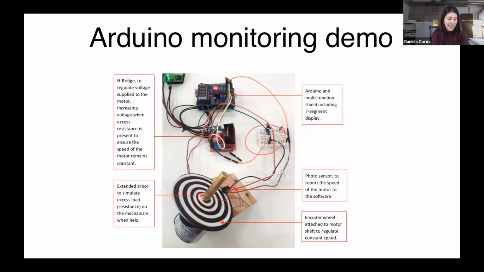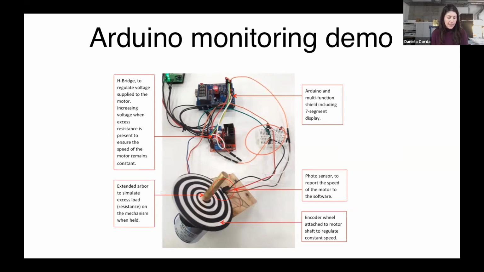So how exactly does it work? Well, the Arduino is programmed to drive the motor at a constant speed of 40 RPM. The photosensor, which is here, if you can see my cursor, monitors the speed of the encoder wheel, which is this black and white wheel, detecting any resistance through changes in speed.